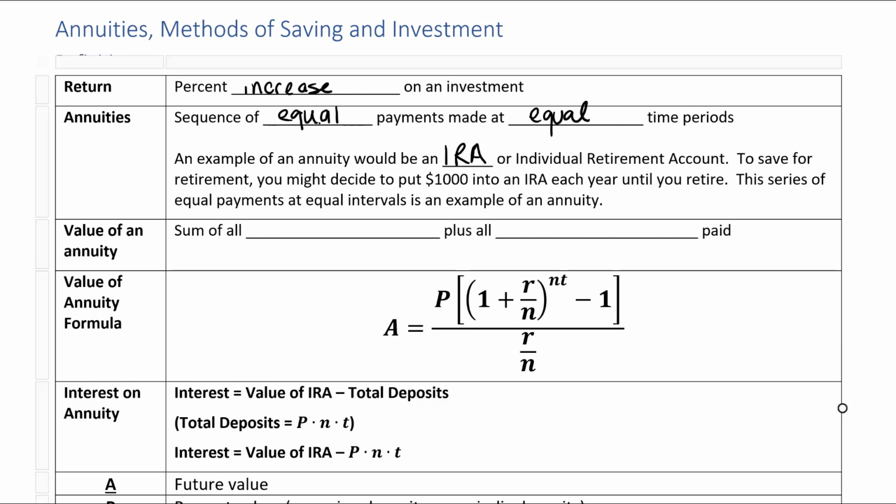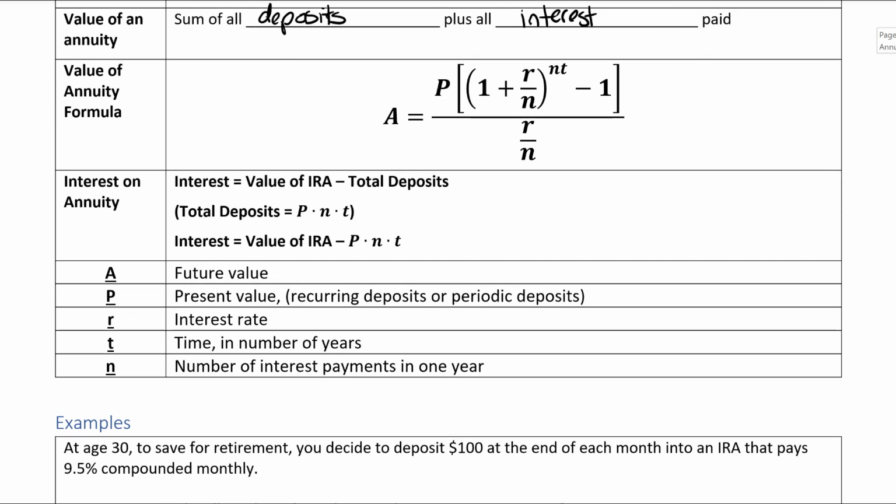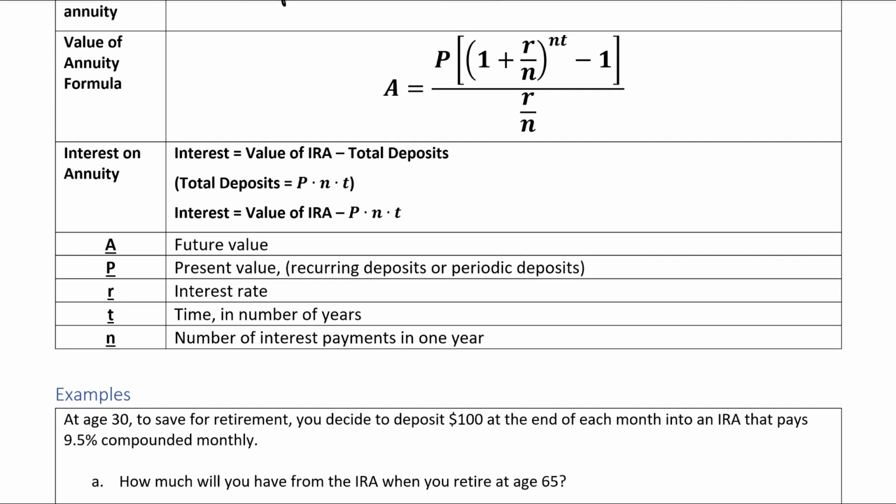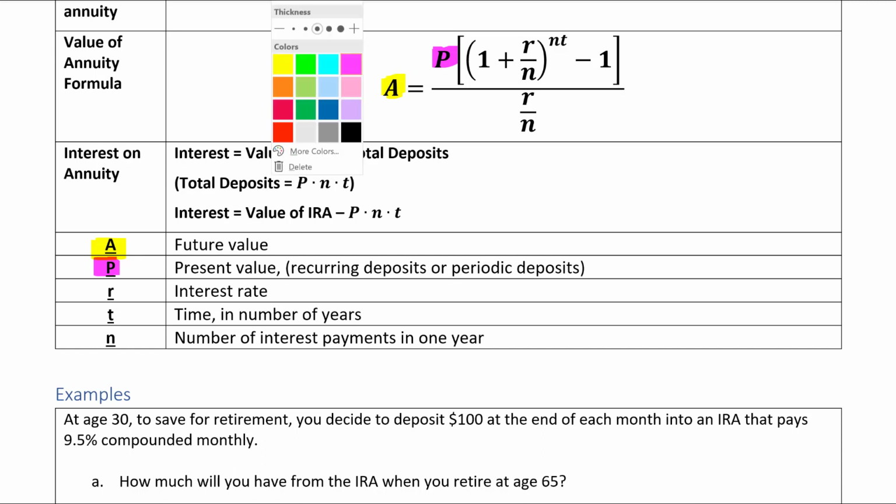The value of an annuity is the sum of all deposits plus any interest paid during that time. So we have a new formula for the value of an annuity. This is where we're putting in money every equal interval. So there's your formula. As a reminder, the A is the future value. The P, that's the present value, or the recurring deposits or periodic deposits that you're going to use.